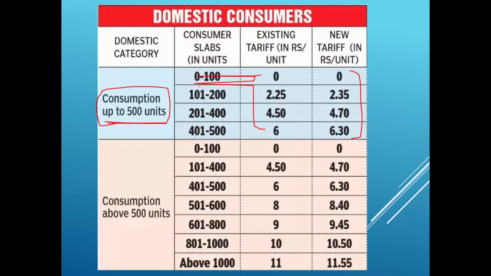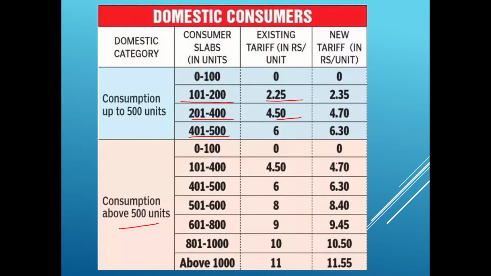Okay, so 0 to 100 units they are not charging. Less than 100 units they are not charging, but there will be a minimum charge. If the consumption is 100 to 200, the per unit cost is 2.25, and 200 to 400 units means 4.5, and 400 to 500. This is above 500 units.